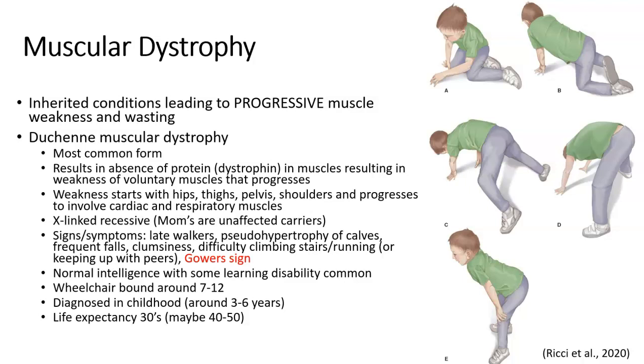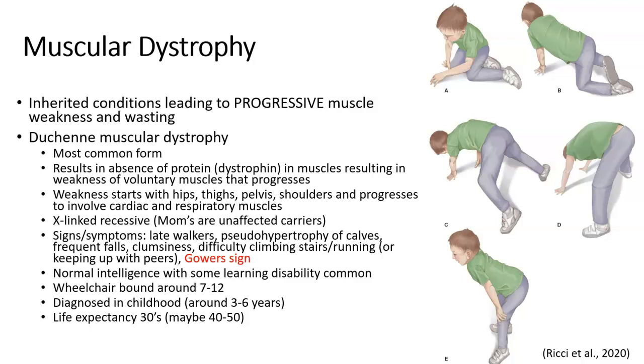This type of muscular dystrophy leads to an absence of the protein dystrophin in the muscles, and it results in weakness, specifically of the voluntary skeletal muscles. That progresses too. We first start seeing that weakness in areas such as the hips, the thighs, and the pelvis, as well as the shoulders, and this will then progress to weakness of the cardiac and the respiratory muscles as well. This condition is inherited in an X-linked recessive pattern, so moms are typically unaffected carriers, and the affected son gets an abnormal X from mom and a Y from dad, and then they develop the condition.